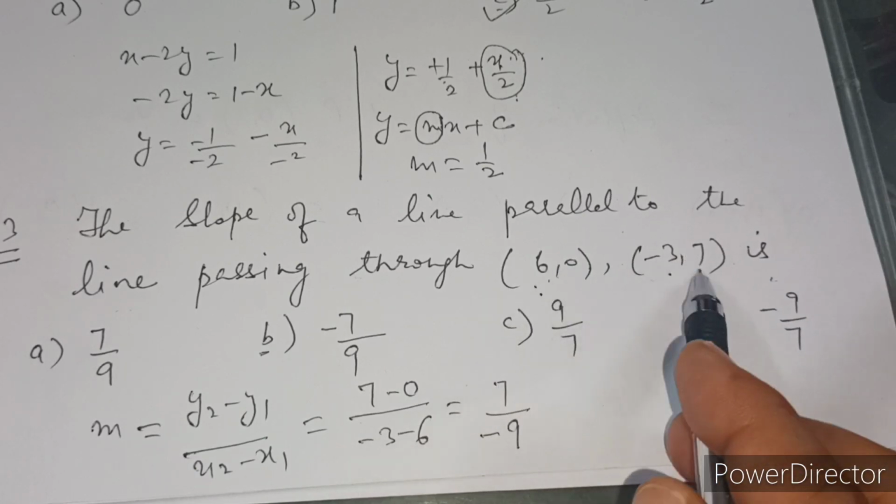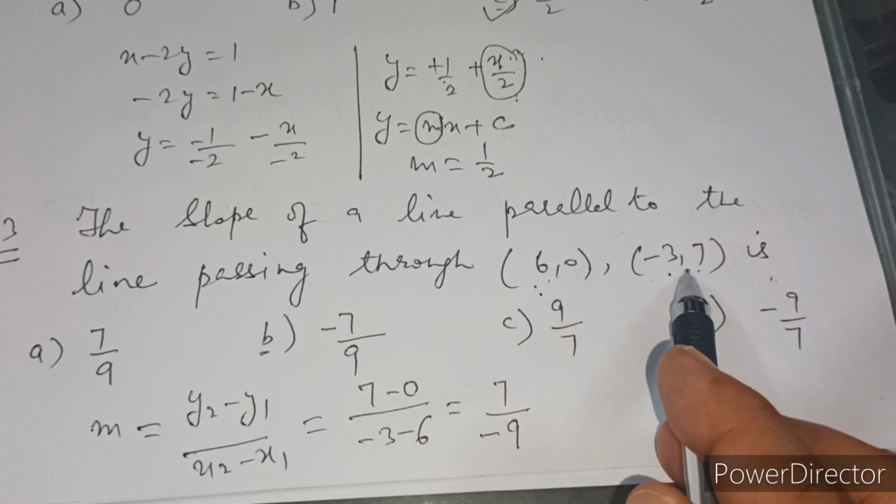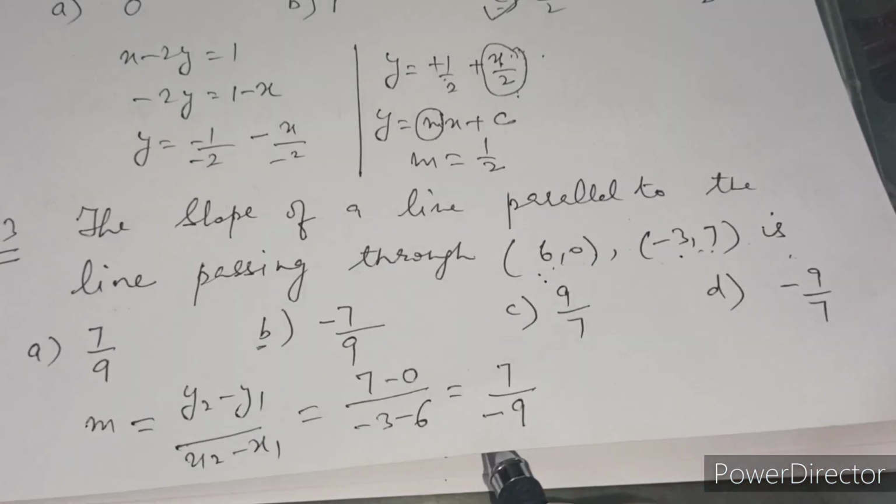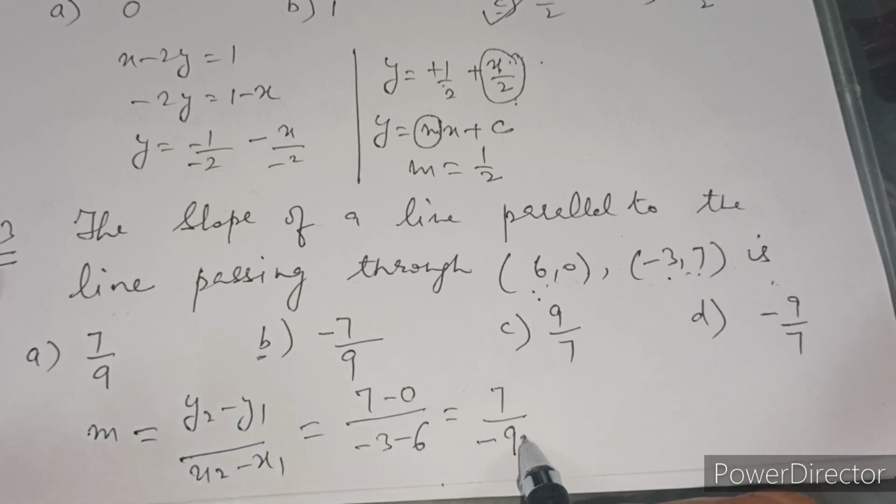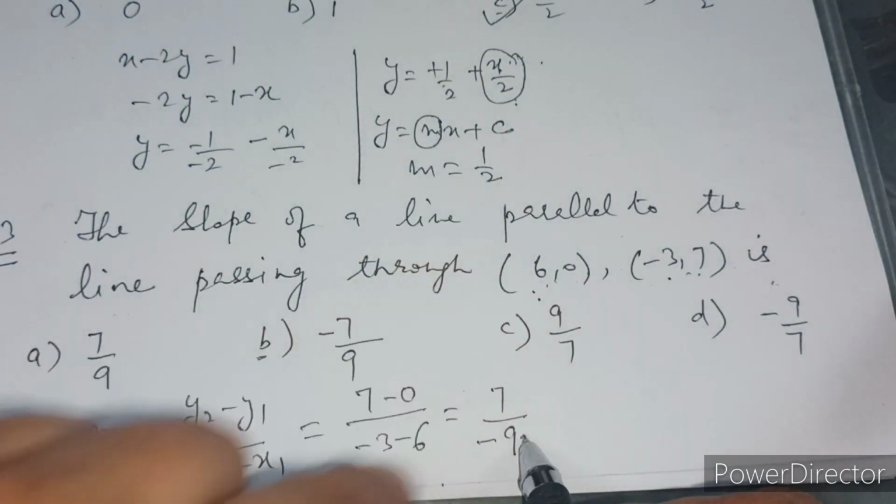जिसके थ्रू हमारी लाइन पॉइंट्स के थ्रू पास कर रही है. We don't want this slope, we want to find the slope of the line which is parallel to the given line.